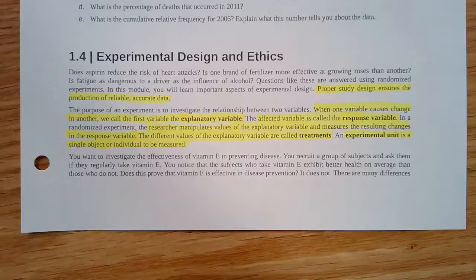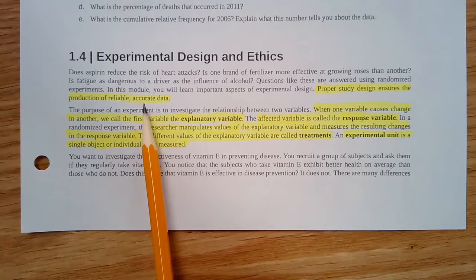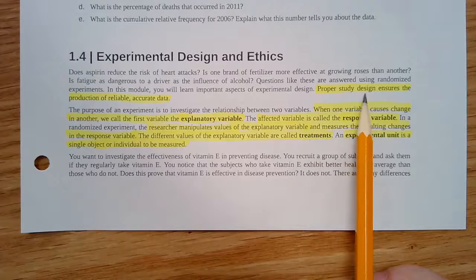Now we're going to talk about section 1.4, experimental design and ethics. Before we get going on starting up a design of a study, you want to make sure that your design of the study doesn't impact your data negatively. We want to make sure we have reliable and accurate data, and that only comes from proper study design.